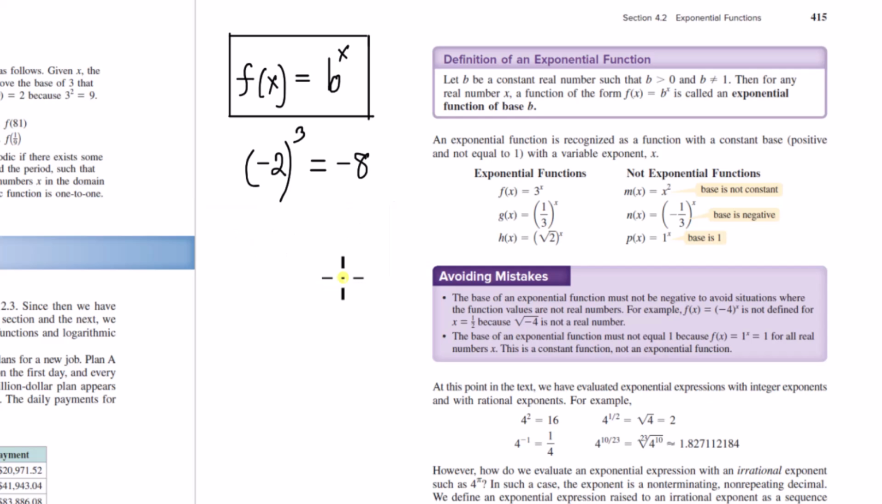Okay, but why can't the base be 1? What's wrong with 1? We can do 1 to the x power. We can raise 1 to a power. Well, okay, for all x, this is just going to be 1, which is a constant function.